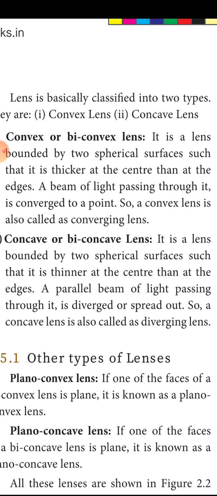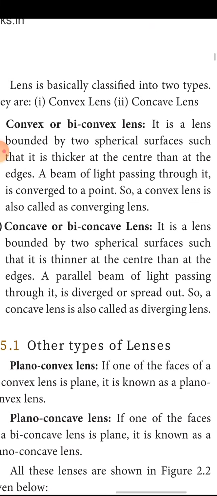Just the opposite, we will see in the concave lens. It is a lens bounded by the same two spherical surfaces in such a way that the center part will be thinner compared to the edges. And whenever a parallel beam of light passes through it, it diverges the light or spreads it out. So it is called a diverging lens, and the diverging lens is a concave lens. Converging lens is a convex lens and diverging lens is a concave lens.